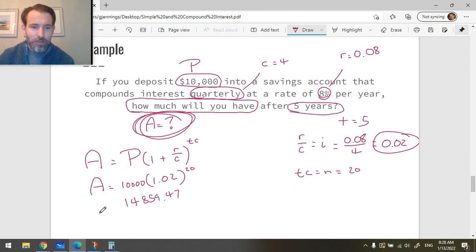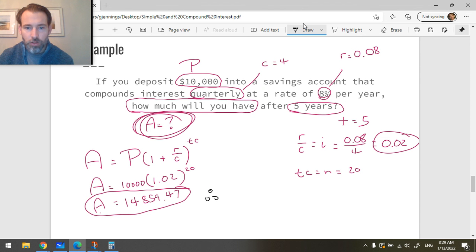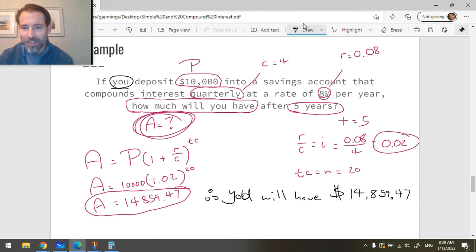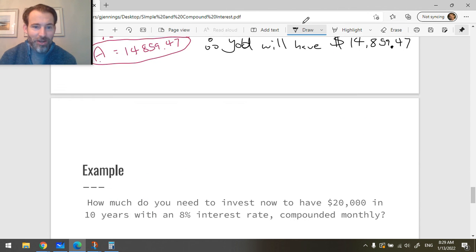Yeah, cool. Okay, so that is the amount of money we will have. And then the last step here is to write down your sentence answer. Therefore, you will have $14,859.47. Make sure that period is very clear. Okay. Now let's carry on.